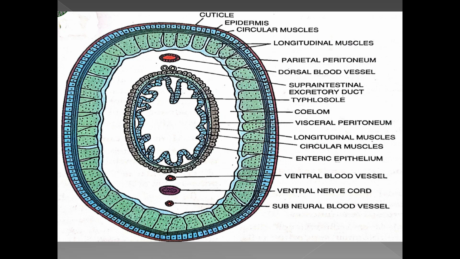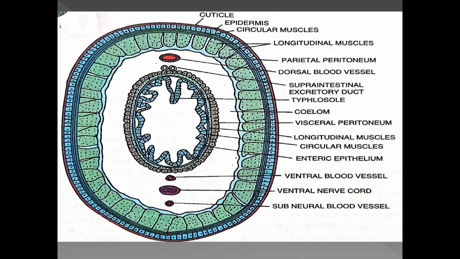Inner to the cuticle is the epidermis. This consists of a single layer of columnar cells. It is made up of gland cells, supporting cells, basal cells and sensory cells. A spacious body cavity, the coelom, is present between the alimentary canal and the body wall. The coelom contains coelomic fluid, which serves as the hydrostatic skeleton.